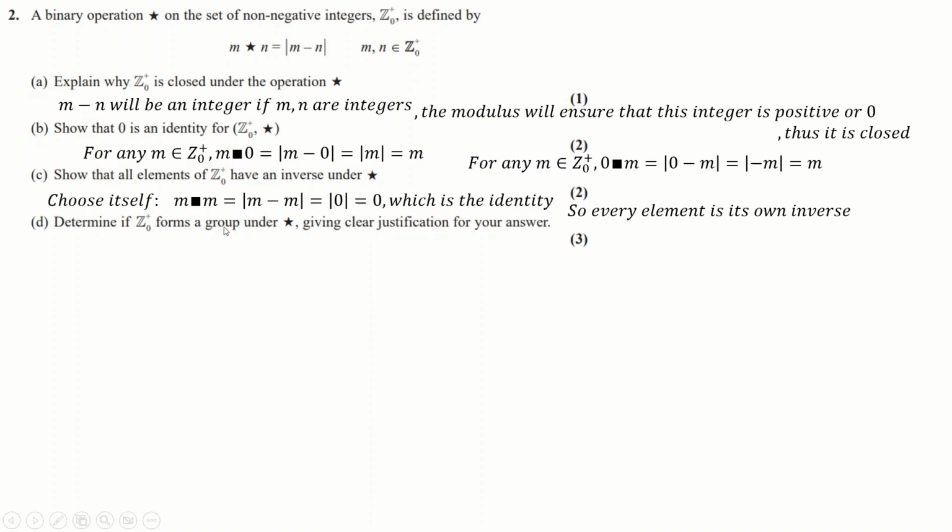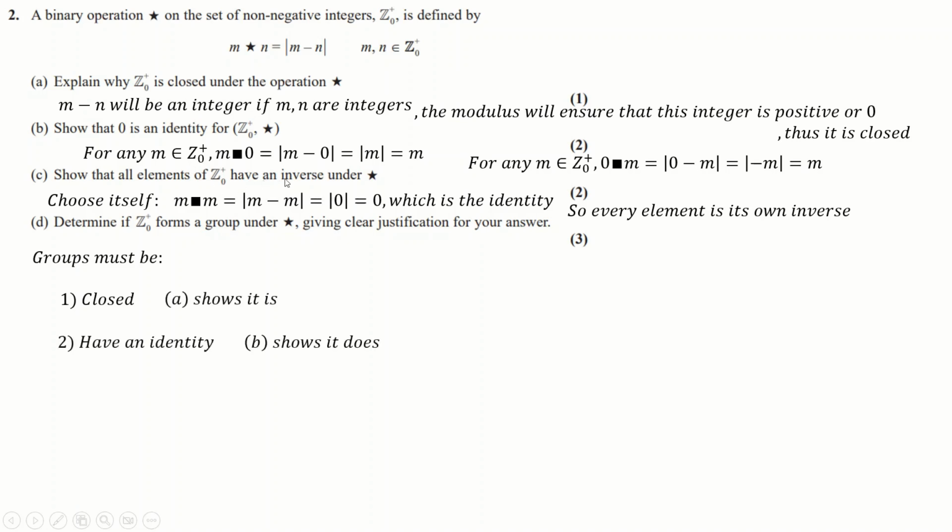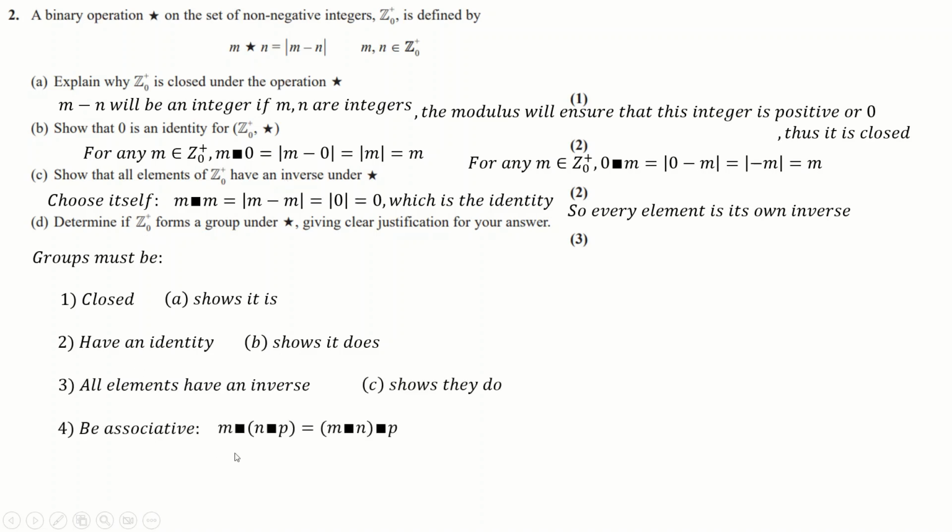Now you need 4 things. You need to be closed, which we've already shown that it is. You need to have an identity, which we've shown that it does. You need to have an inverse for every element, which we've also shown that they do. And you also need to be associative. That's the last thing, which basically means when you take 3 elements in the group, or a pseudo group thing that we're going to show as a group, you can do them in any order. You can do the last 2 and then combine with the first, or you can do the first 2 then combine with the last.